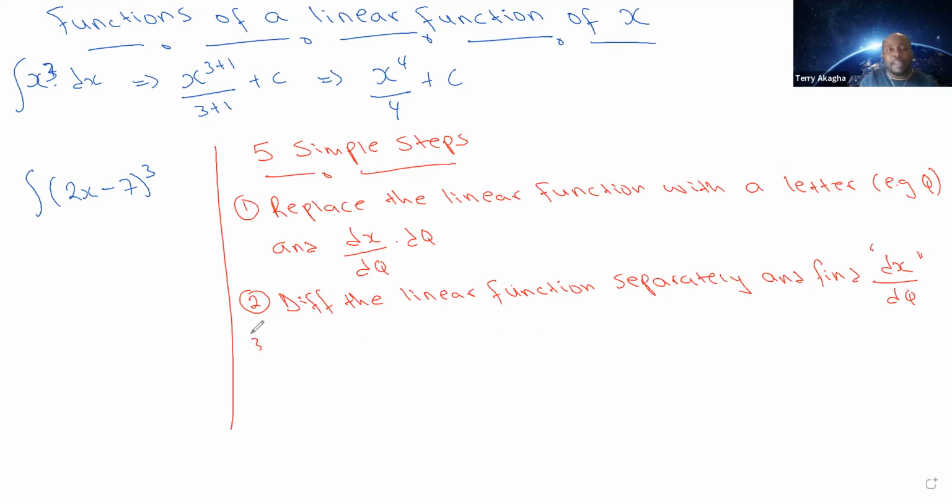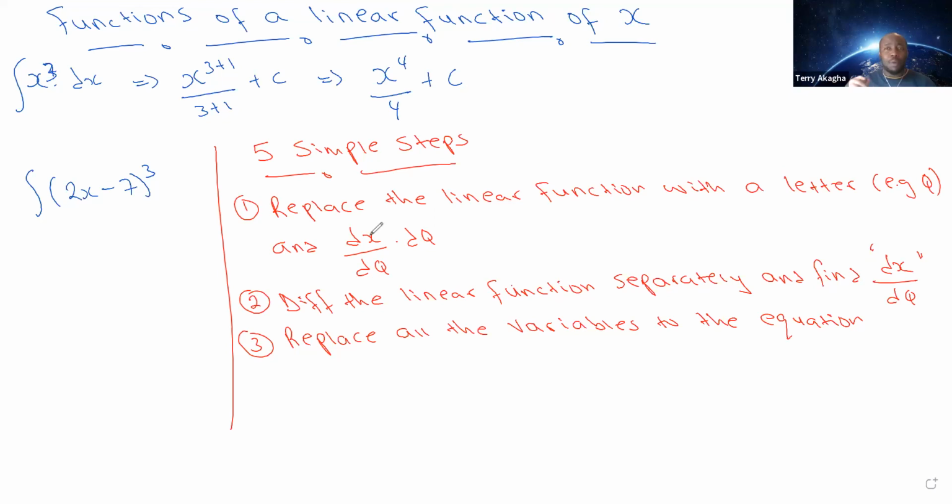Then, number 3, I will now replace all the variables in the equation. Is this making sense? So first thing, I replace the linear function with a letter. I can pick any letter. I can use U, I can use Q. It does not really matter. Then I'll add dx over dq to it. So technically, nothing changes because dq cancels out and that is dx. But don't bother yourself about it.